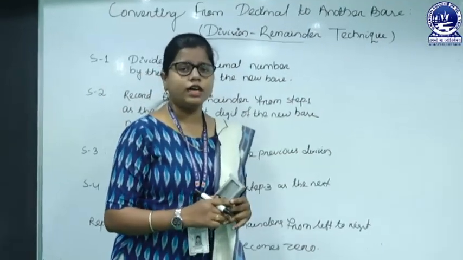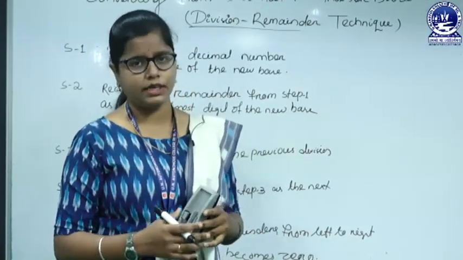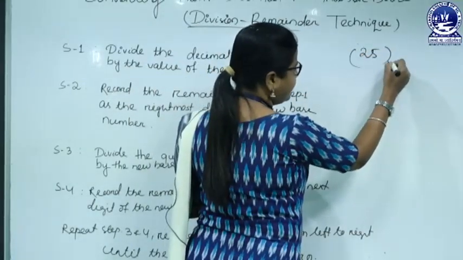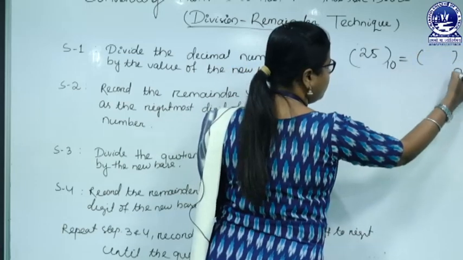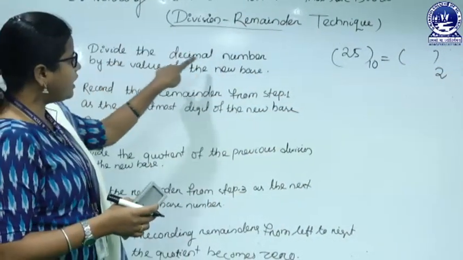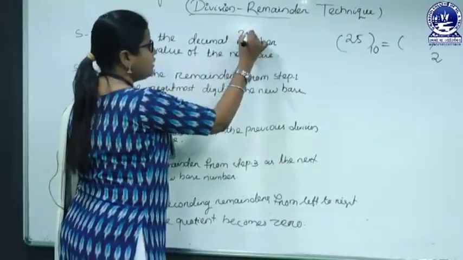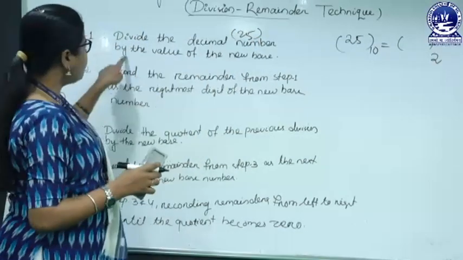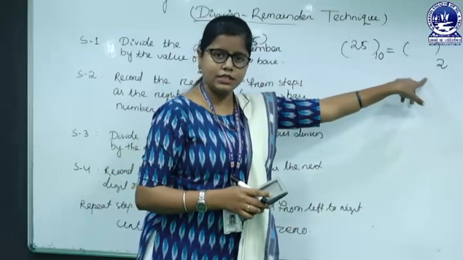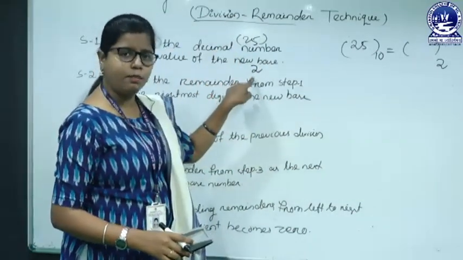Suppose we need to convert the decimal 25 into binary number. So our question is to convert 25 base 10 into binary. For the first step, we need to divide the decimal number. What is the decimal number here? This is 25. And by the value of the new base. What is the new base here? The new base is 2. So we need to divide 25 by 2.